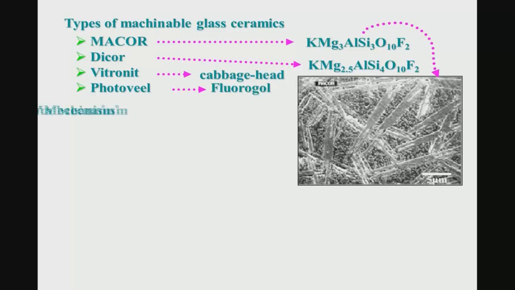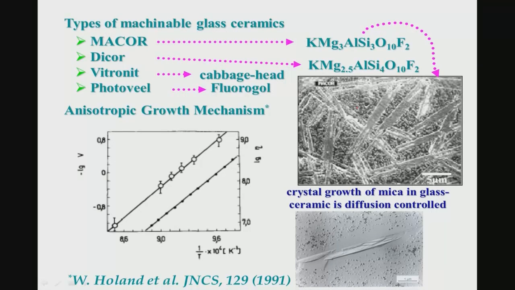In the rest of this module I will discuss the development, processing and properties of machinable glass ceramic materials. Some of these materials are currently commercially available, produced by companies internationally, under brand and trade names like Macor glass ceramics, Dicor glass ceramics, Vitronit and Photoveel.